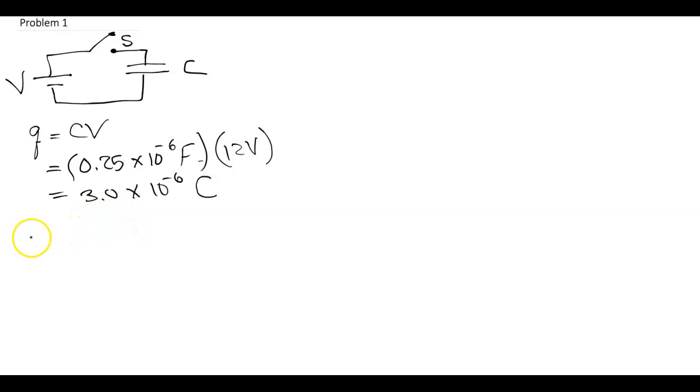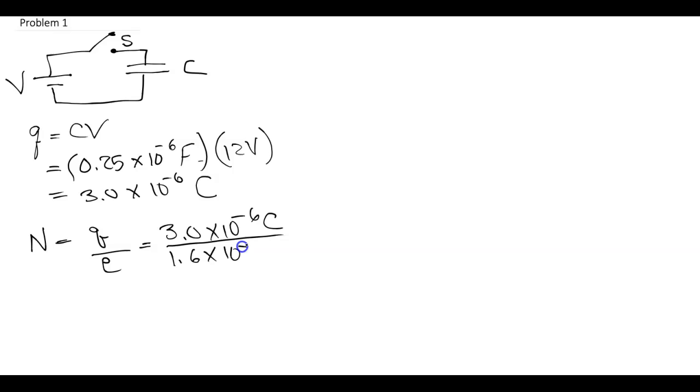And since the charge is discretized, we can say that the number of electrons we have is the total charge over the charge of one electron. So this is 3.0 times 10 to the minus 6 coulomb over 1.6 times 10 to the minus 19 coulomb per electron. And this gives us 1.873 times 10 to the 13th electrons.